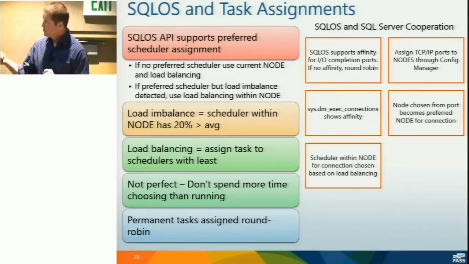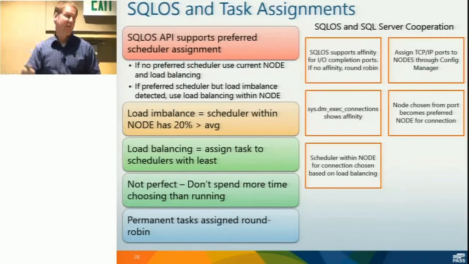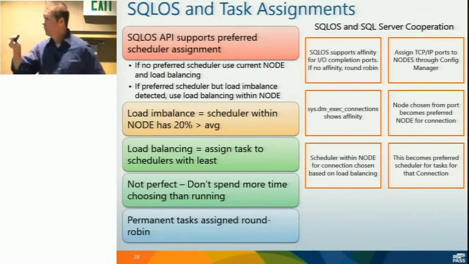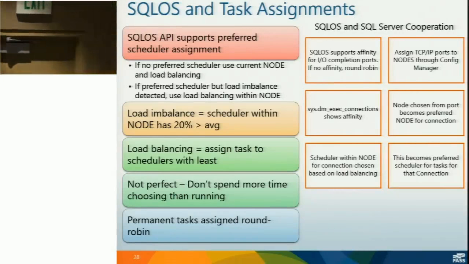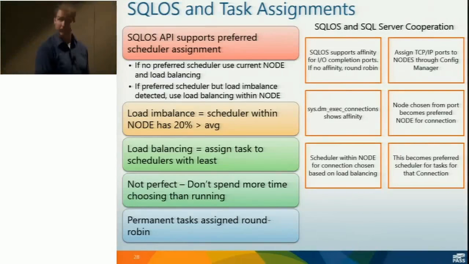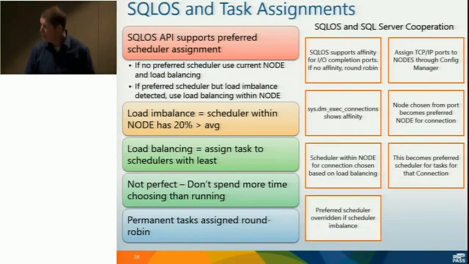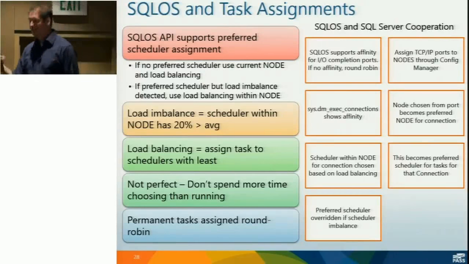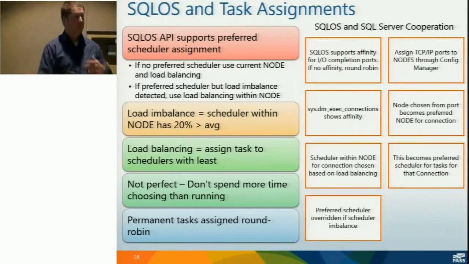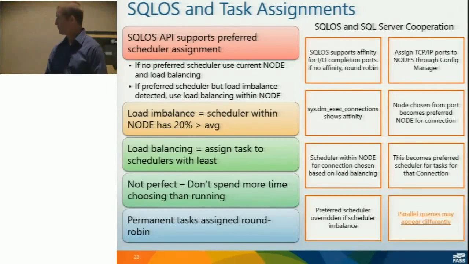And the scheduler of the node is chosen based on the load balancing algorithm. Okay? Unless we use affinity. This now becomes the preferred scheduler for tasks for that connection. So when you connect to SQL Server, we're going to try to go run tasks for your connection on the scheduler we chose based on that algorithm. Now, preferred scheduler is overridden, though, if we see an imbalance. So even if you connected on a given node and we chose scheduler 5 or something, and we come in and run a query, and we notice there's an imbalance from scheduler 5, we may switch you to a different scheduler to try to make balancing more correct.